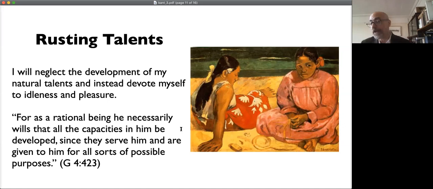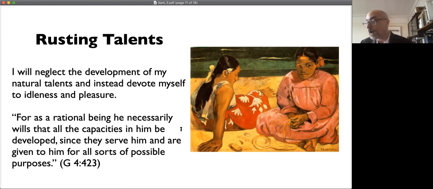The problem is, according to Kant, we can't coherently will that such a system of nature obtain. And why? Well, he says, for as a rational being, he necessarily wills that all the capacities in him be developed, since they serve him and are given to him for all sorts of possible purposes. Now, this is an important and distinctively Kantian idea, that there are ends that every rational being must will, okay? Among them is the end of giving yourself all the capacities that you possibly can for a wide variety of different purposes.